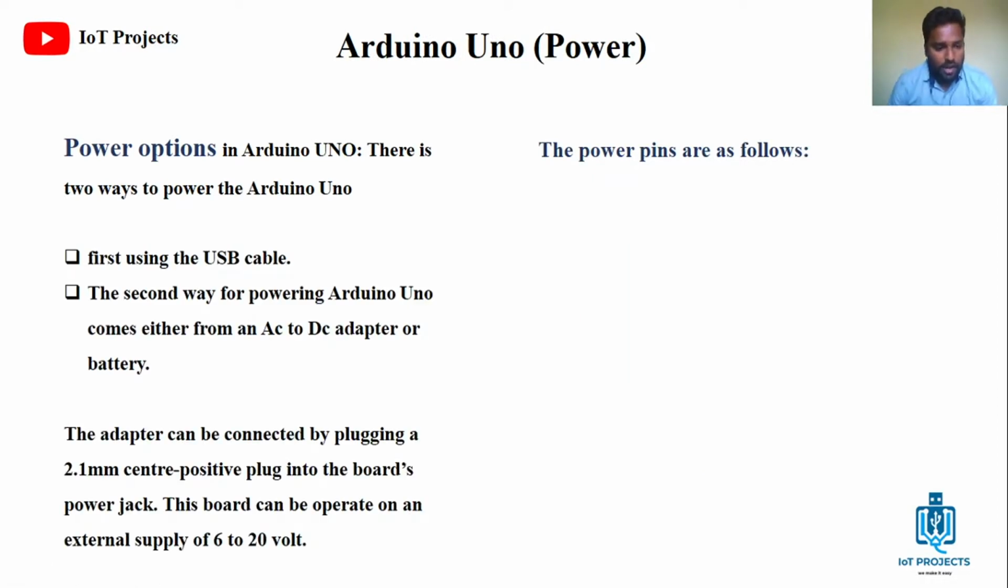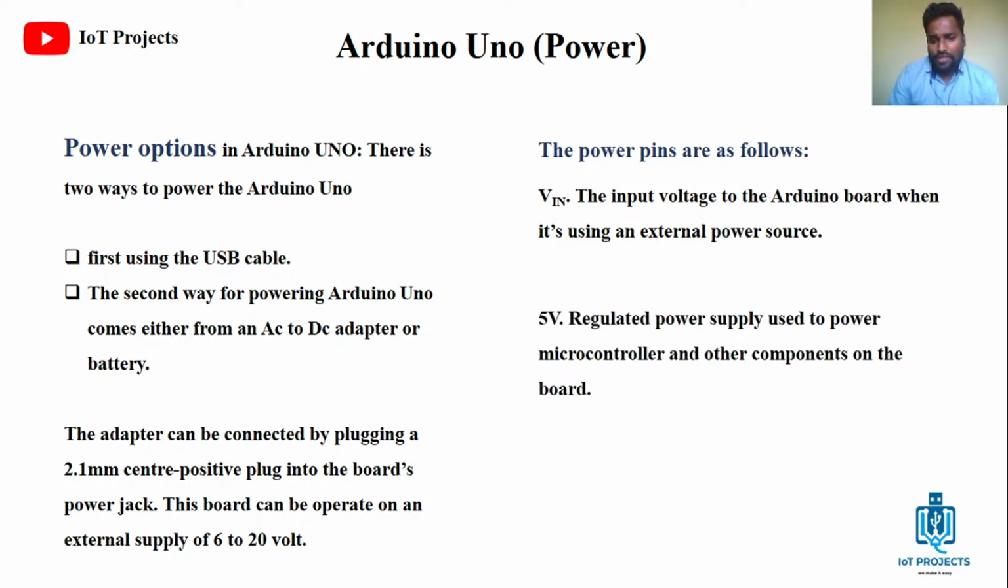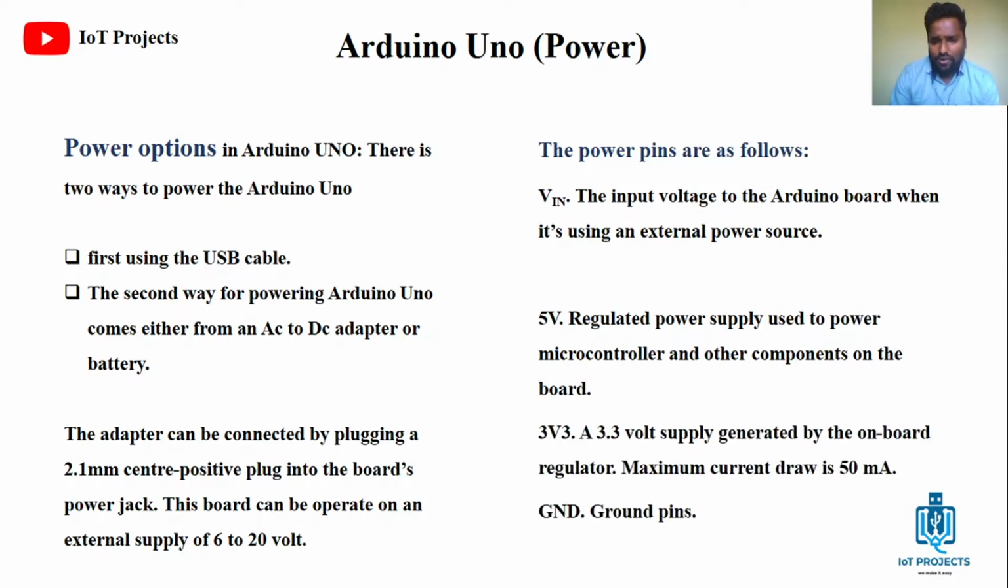The adapter can be connected by plugging a 2.1 mm center-positive plug into the board's power jack that I have already shown you. There are also power pins available in this Arduino. The first is Vin, which provides input voltage to the Arduino board when it is using the external power supply. When we are not powering the Arduino through USB, we are using the external power supply, and in this case we have to provide the Vin. The second one is the 5-volt regulated power supply. The third one is a 3.3 volt supply that is generated on board through a regulator.